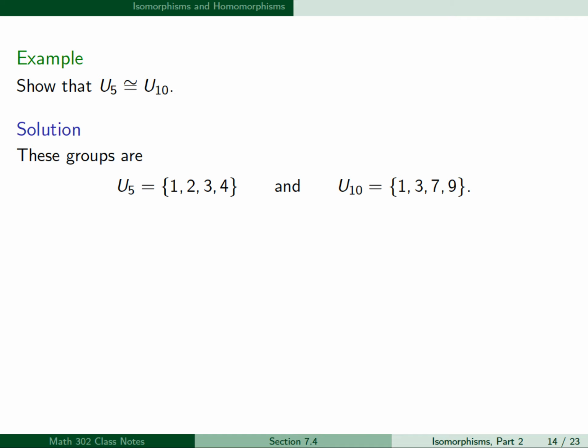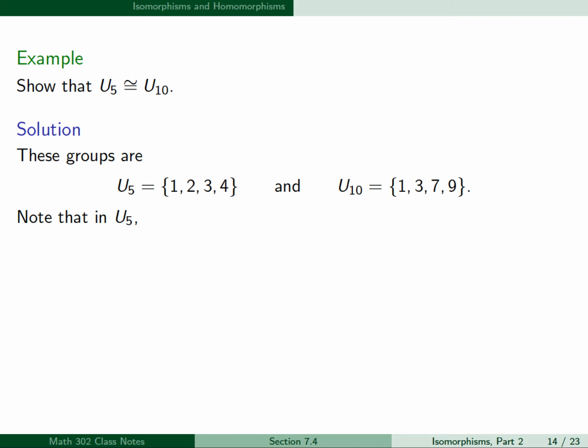U sub 5 consists of the integers in Z sub 5 that are invertible, so those will be 1, 2, 3, and 4, and U sub 10 consists of the units in Z sub 10, the integers in Z sub 10 that are invertible. And again, the elements of U sub n are all the integers mod n that are relatively prime to n.